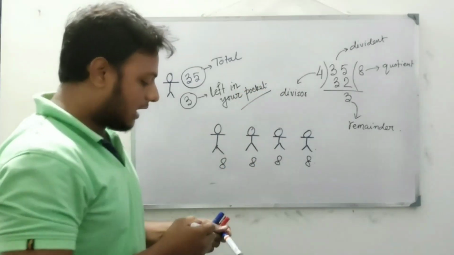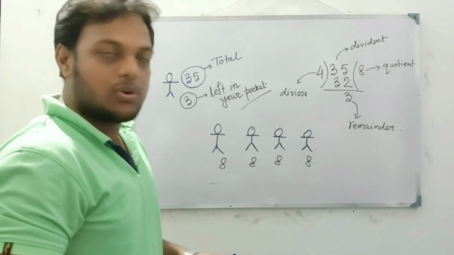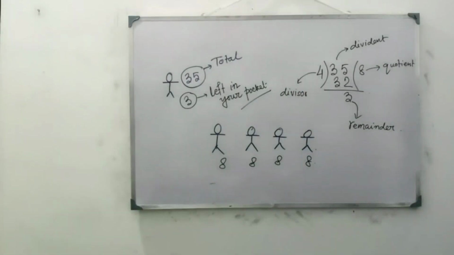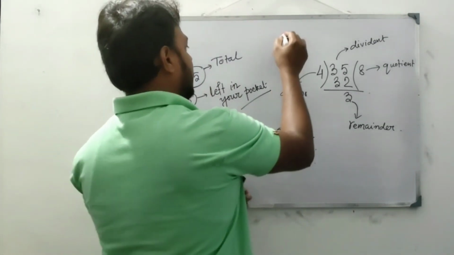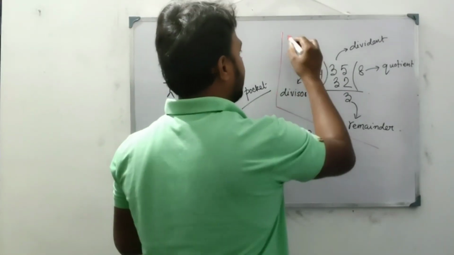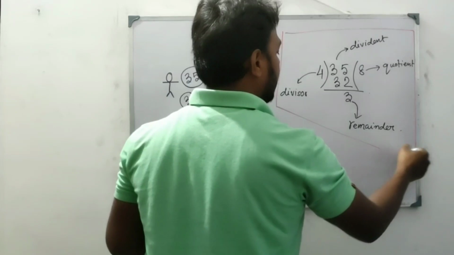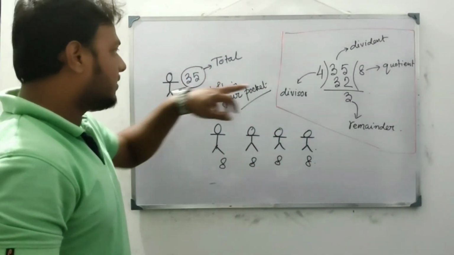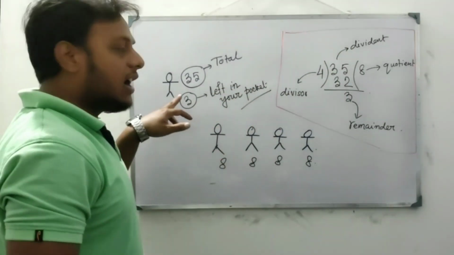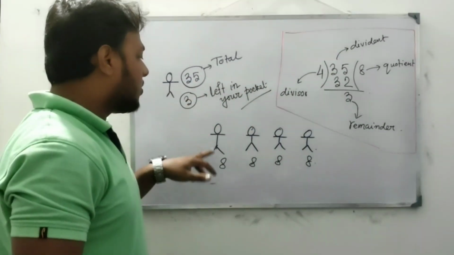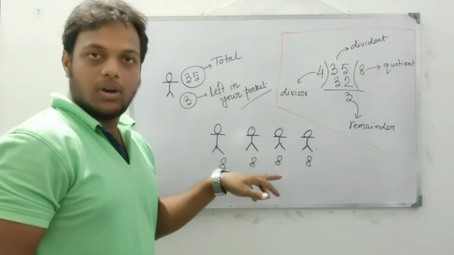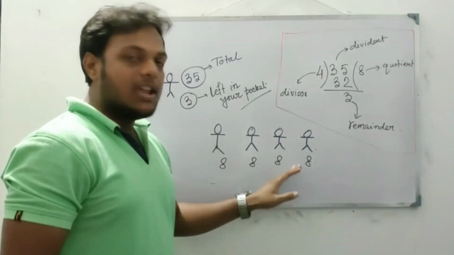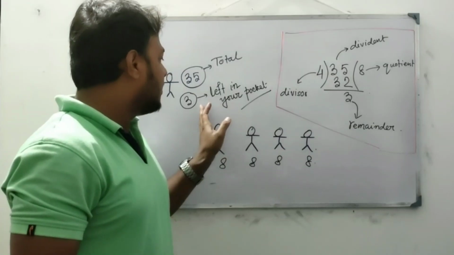So I have associated a story with this division process. Explaining again, suppose you have 35 chocolates, and I told you to divide these 35 chocolates among 4 students equally. Then each of the students got 8 chocolates and 3 chocolates are left in your pocket.